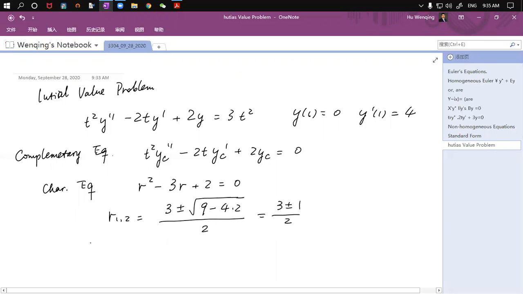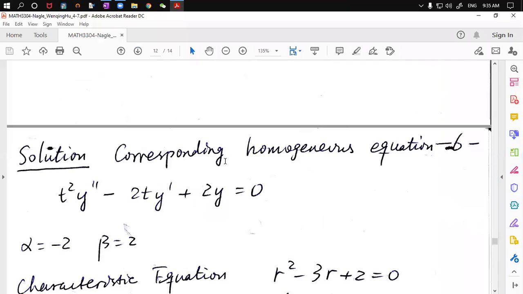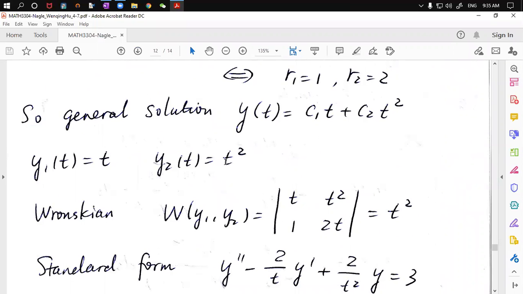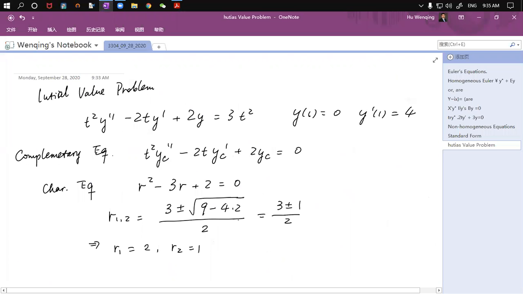So that's going to give you that R1 is equal to 2 and R2 is equal to 1. So those are the two fundamental characteristic roots. As long as you have these two characteristic roots, you can have your solution, that so that means the homogeneous.